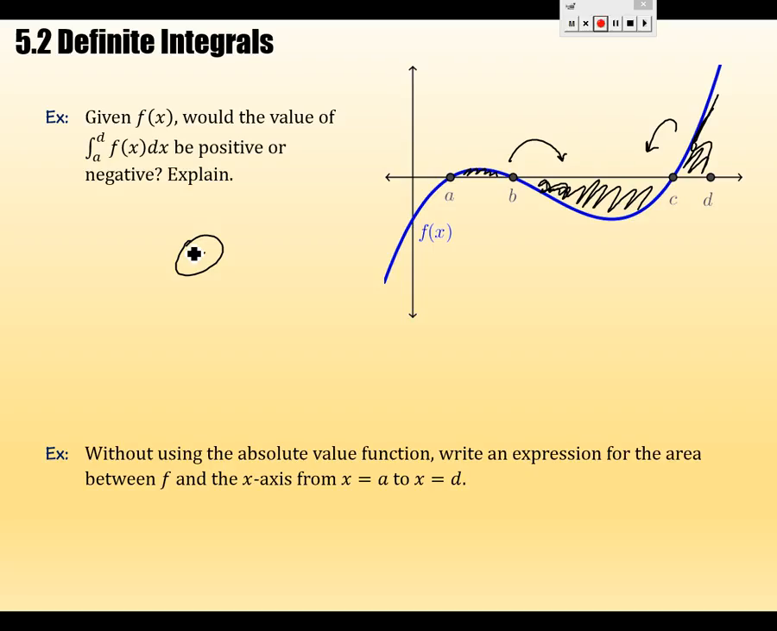You could say that the area above the x-axis appears to be smaller than the area below the x-axis.